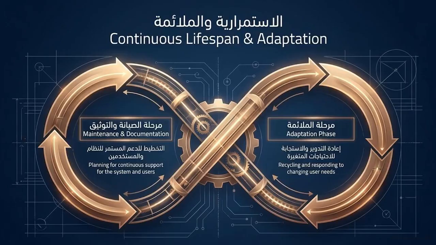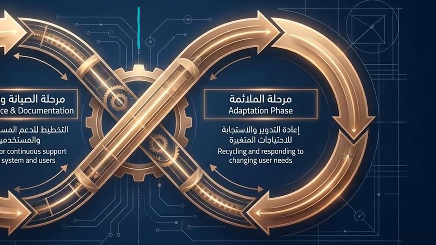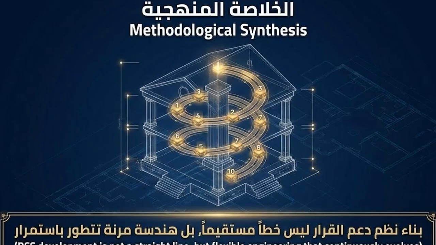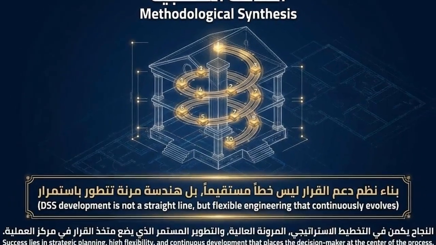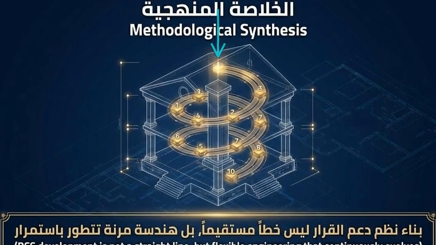This chart visualizes the constant transition between supporting a system and upgrading it, a continuous ecosystem of feedback and response. The friction of changing user needs provides the mechanical force to turn these center gears, driving the next phase of adaptation. When we look at this blueprint modeling a multi-year lifespan, a clear geometry emerges. As the text notes, DSS development is not a straight line, it is flexible engineering. Completing the 8-phase loop puts you one level higher, operating with a smarter tool.